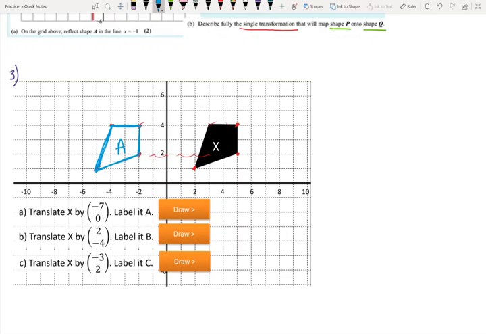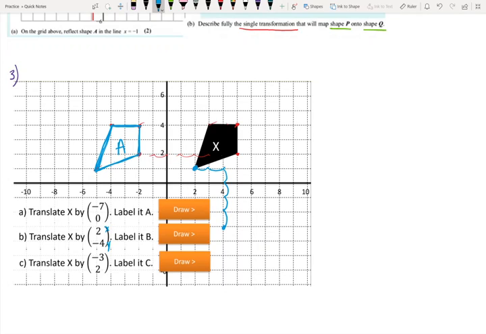Therefore, you just slid X and displaced its position to a new position, and we called it shape A. B, translate X by (2, -4), label it B. So you're going 2 along the x-axis and -4 along the y-axis. So you start choosing your points. This is the first one. So 2, you go to the right, and -4, you go down 4 units along the y-axis.